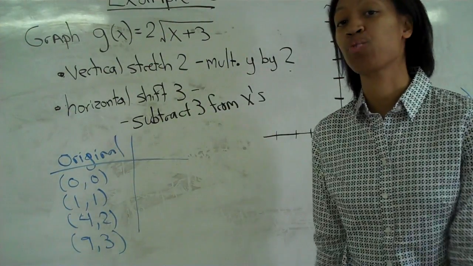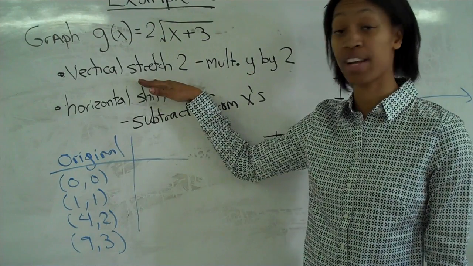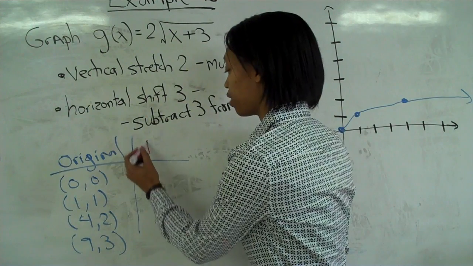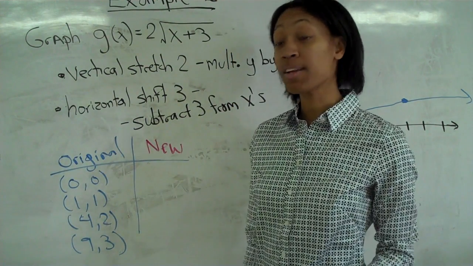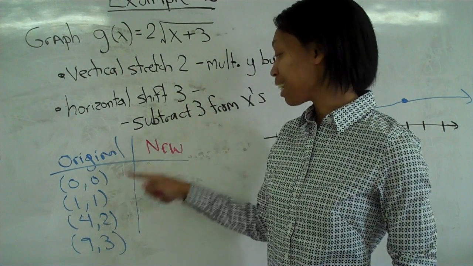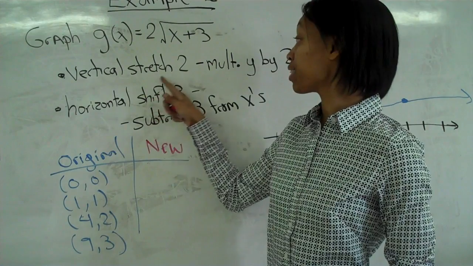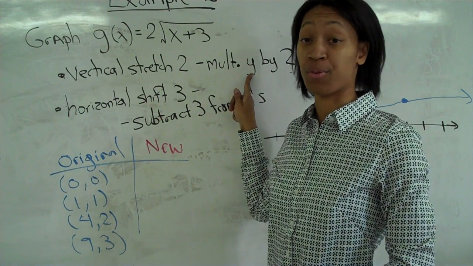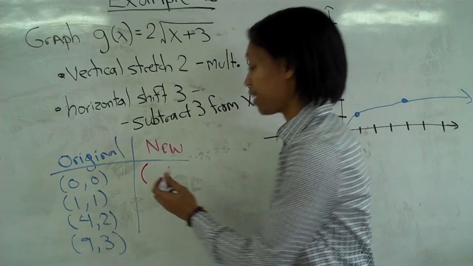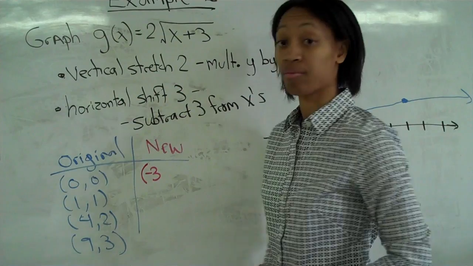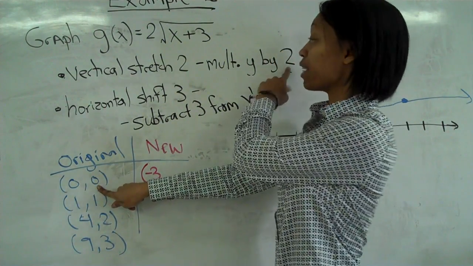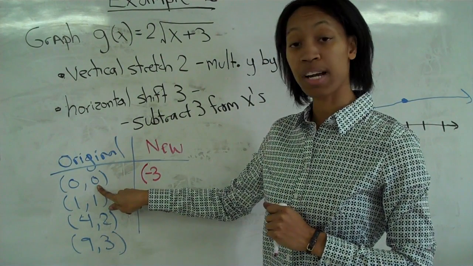Let's see what happens to those original points as I do a vertical stretch of 2 and a horizontal shift of 3. So now, to make my new function, I'm going to take all of my x values and subtract 3 from them. And I'm going to take all of my y values and multiply them by 2. So my first point, (0, 0). 0 minus 3 is negative 3. That's my x value. Now my y value, I have to multiply by 2 for my vertical stretch. 0 times 2 is 0.